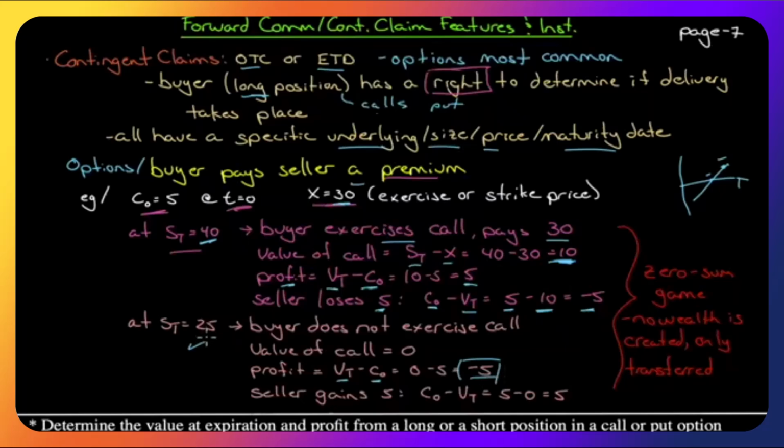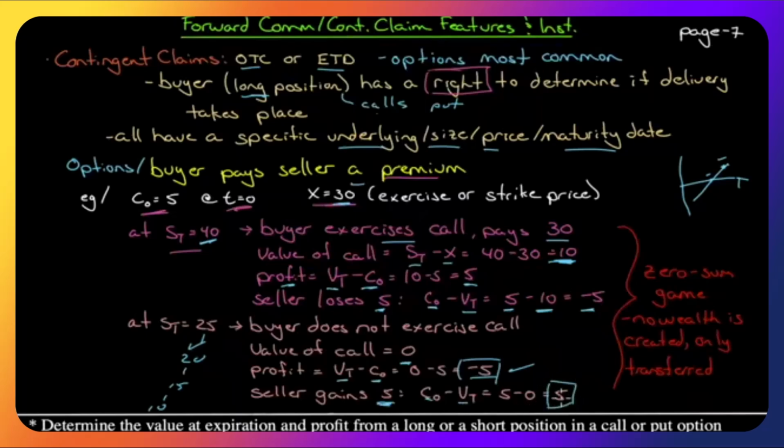Now, what if this went to 20? What if this went to 15? What if this went to 10? The buyer only loses $5. That's the most the buyer can lose, $5. What about the seller? The seller got $5 for selling the call. The buyer's walking away from it. So the seller has no further obligation at this point. The value of the call is zero. So 5 minus 0, $5.